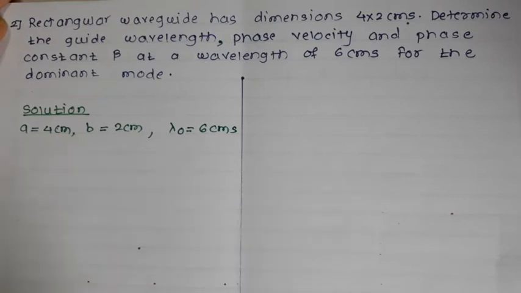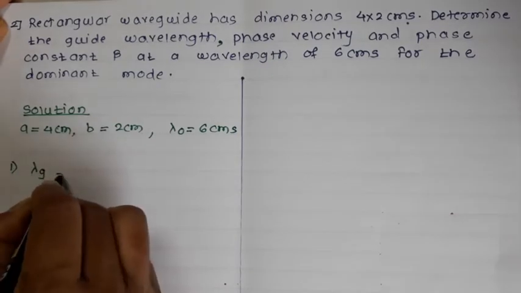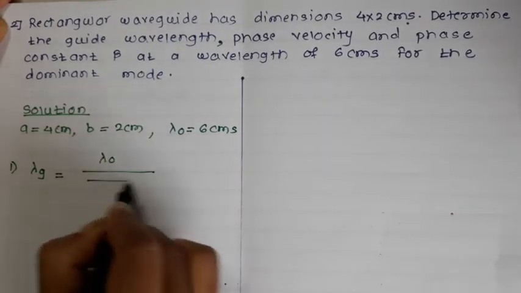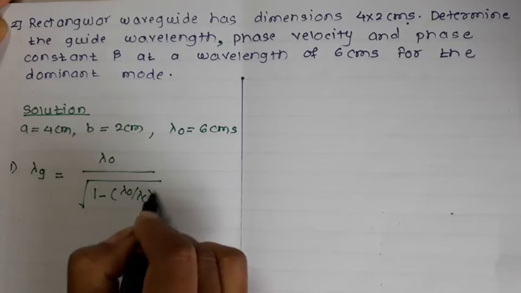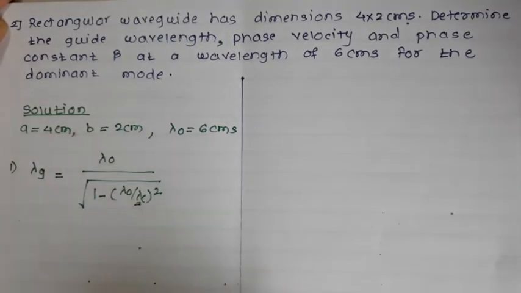The first thing which we are going to calculate is the lambda g. So we know how to calculate the lambda g. It's nothing but lambda 0 divided by square root of 1 minus lambda 0 by lambda c whole square. Now I know the lambda 0, but I don't know the lambda c. How can I calculate the lambda c?